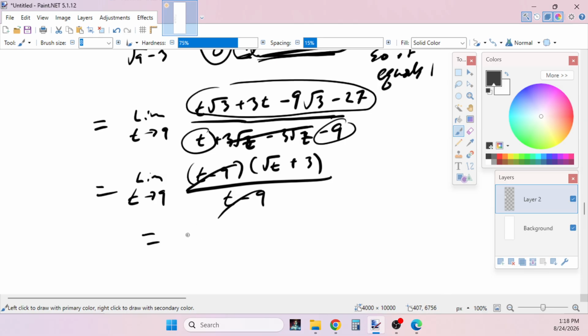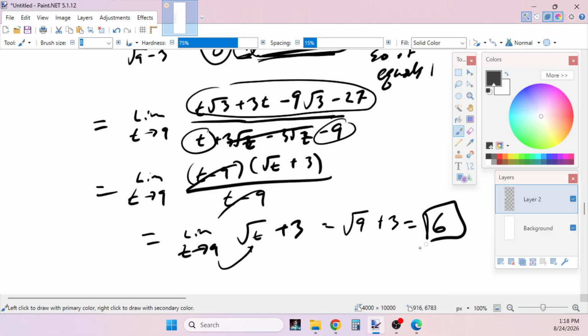At this point, I have the limit as t goes to 9 of the square root of t plus 3. I plug the 9 in and get the square root of 9 plus 3. The square root of 9 is 3, 3 plus 3 is 6, and that's my limit.